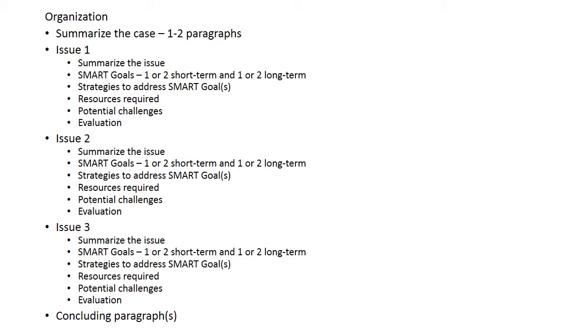It's important to think about organization. You should have a 1 to 2 paragraph opening that summarizes the case, and I'd say about half of you have that, where you identify what's been going on. And then you talk about each of the three issues that I've just discussed. And you should talk about it this way. Issue 1, you should summarize the issue.